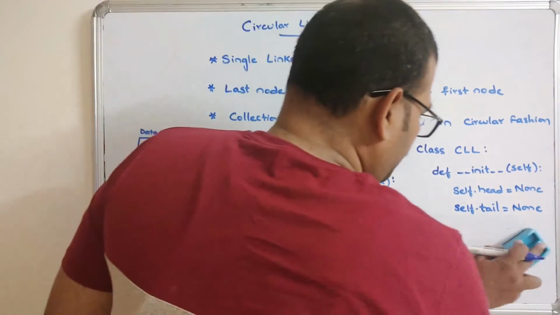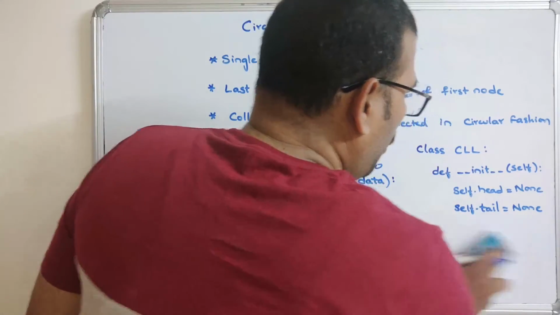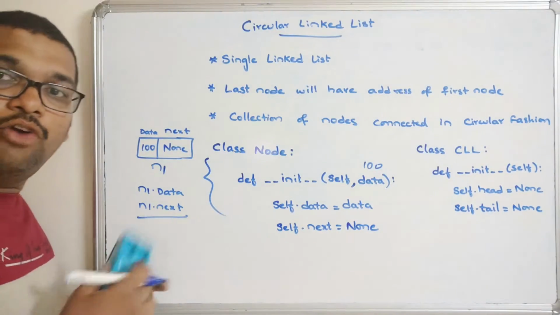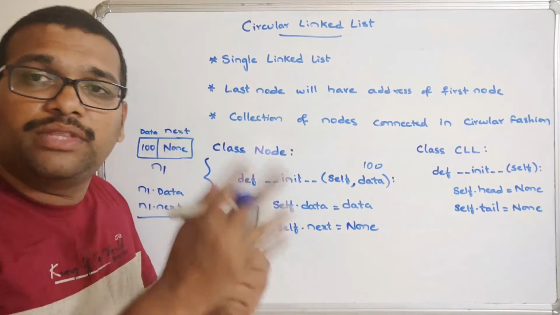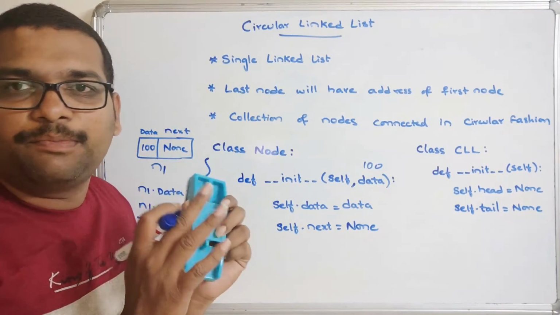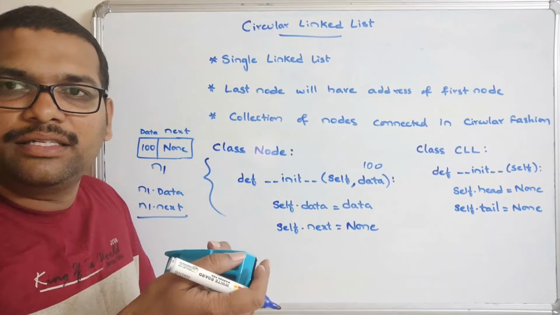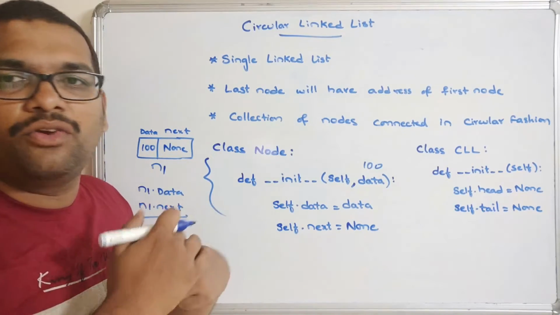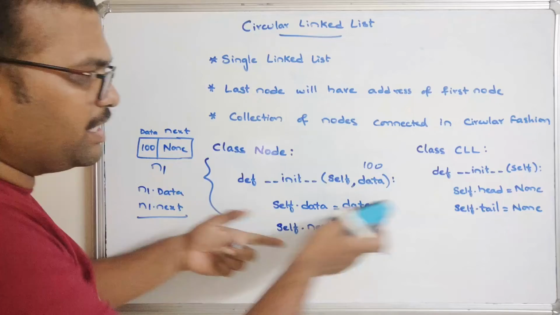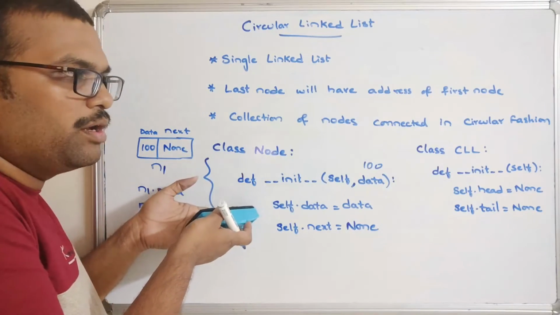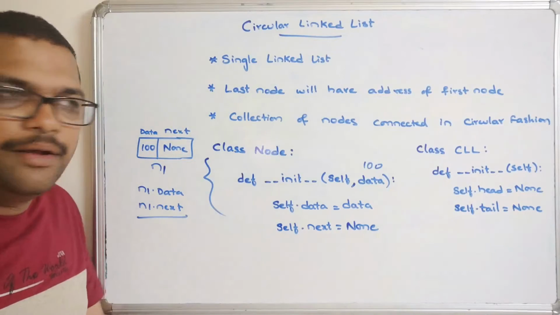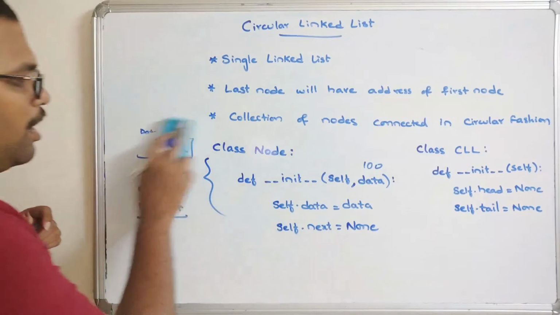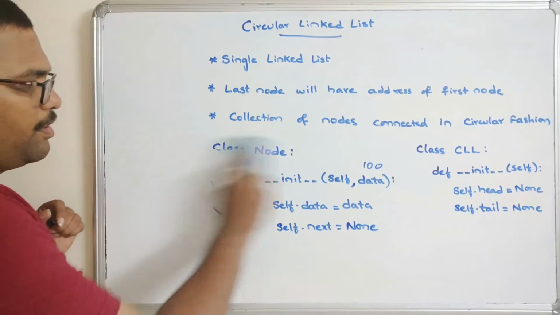How can we display the data? In this session we'll see two things: create and display. How to create a linked list and how to display the nodes of a linked list. So this is the creation. We have created one class for a node and one class for the circular linked list. Now display. How to display the data?